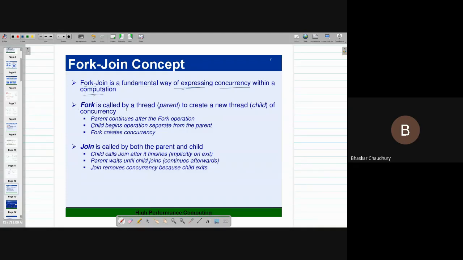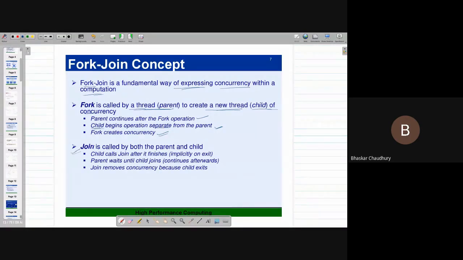Fork is called by a thread, the master thread or parent thread, to create a new thread or several new threads, which are called children. The parent thread continues after the fork operation. The child begins operation separate from the parent; the child is a separate thread. Fork basically creates concurrency. It really creates multiple tasks, which can then be operated on by different threads.